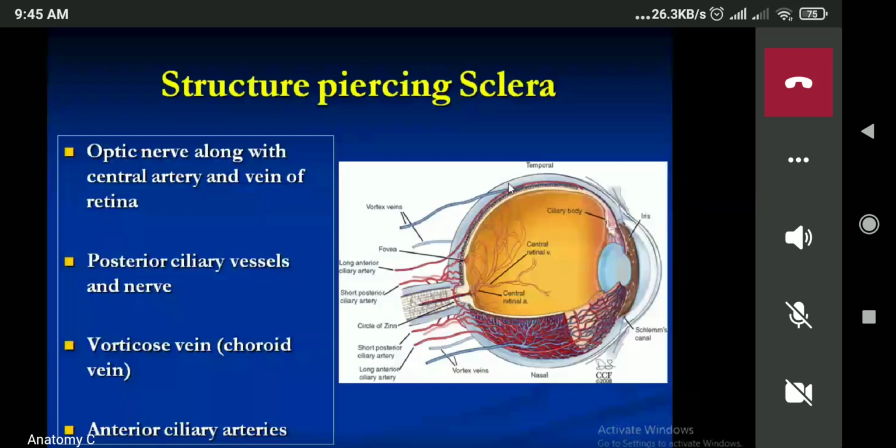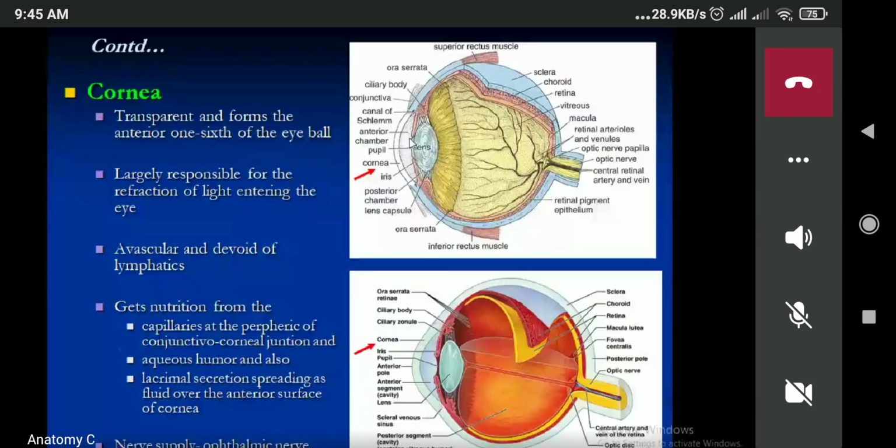The next one is known as the cornea. The cornea is the transparent one. The sclera is the opaque one. So the cornea is transparent, and it occupies 1/6 of the eyeball. Now, what is the main function of the cornea? It is mainly responsible for the refraction of the light, the light that will enter into the eyeball.